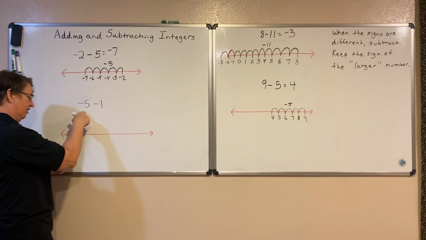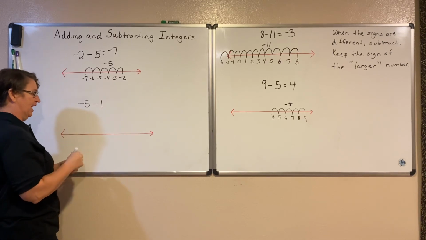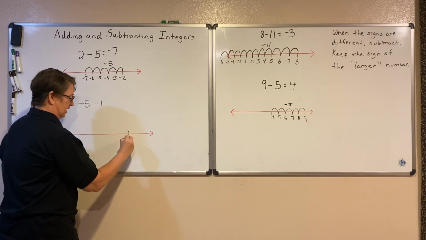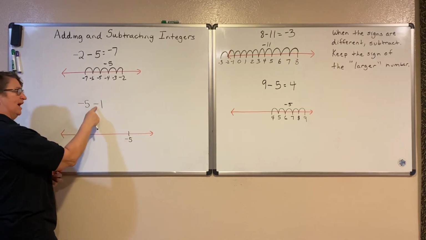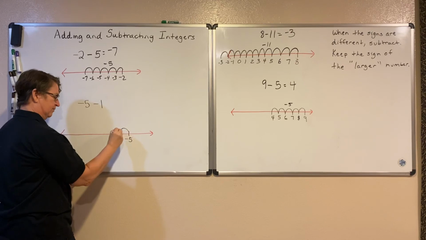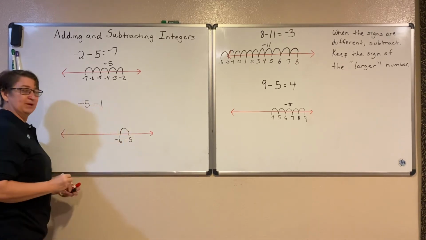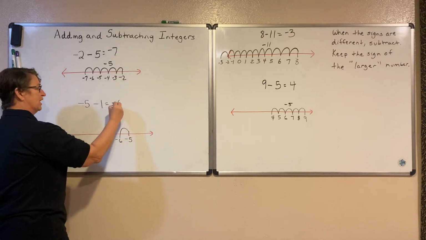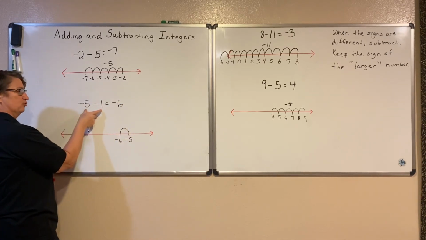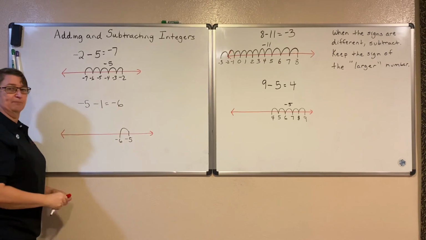Well, I start off in negative land at negative 5. And I'm going to move further into negative land. I'm going to go to the left 1 spot. That didn't get me out of negative land. I went further into negative land. So really what I did was I added those 2 numbers, but I kept the sign.